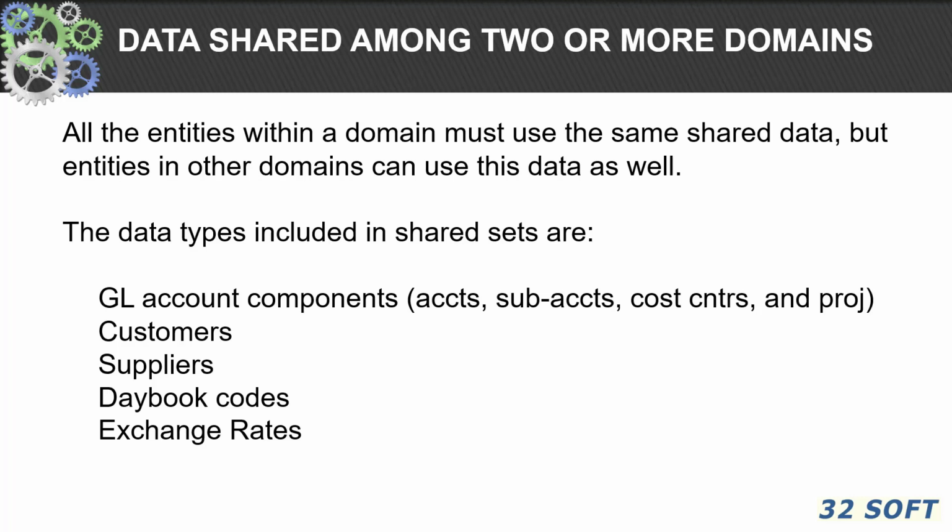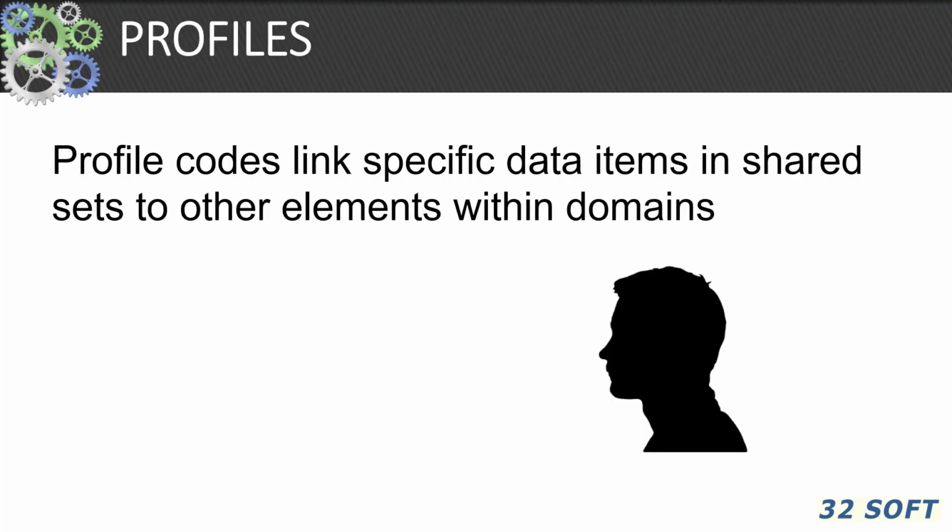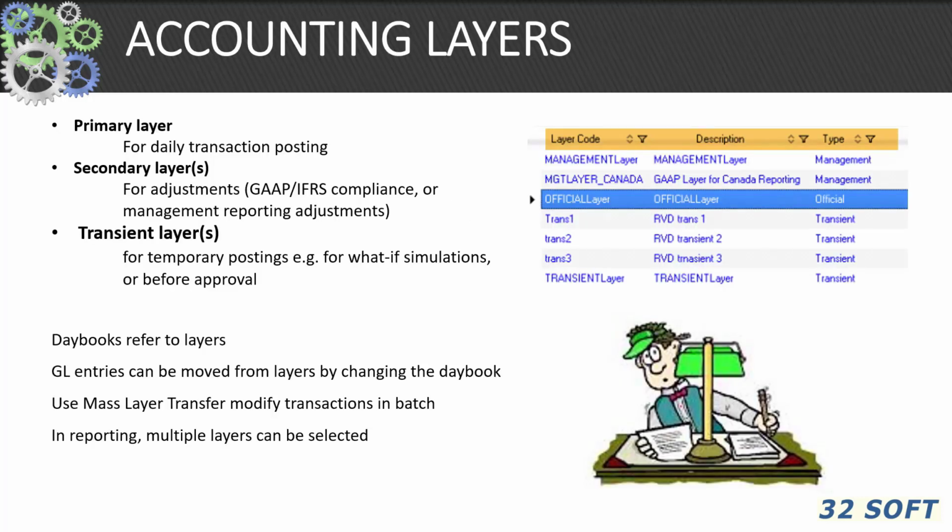All entities within a domain must use the same shared set, but entities in other domains can use this data also. The data types in data shared sets include general accounts, customers, suppliers, daybooks, and exchange rates. Profile codes link specific data items in shared sets to other elements within domains.